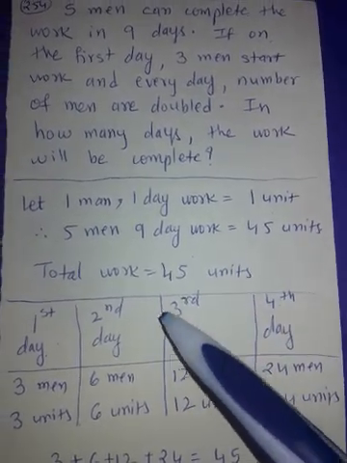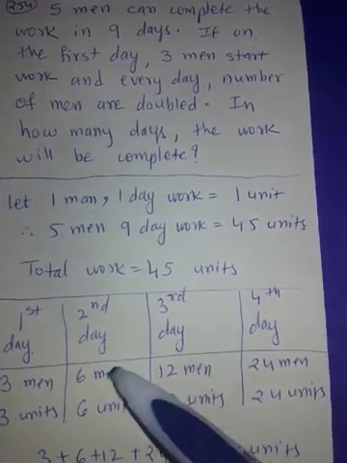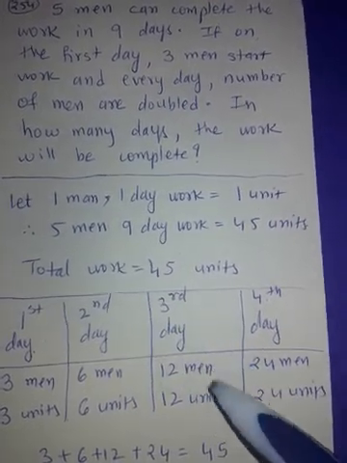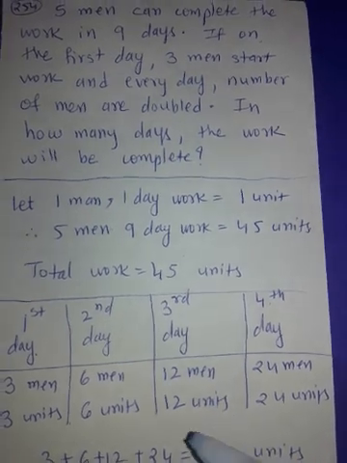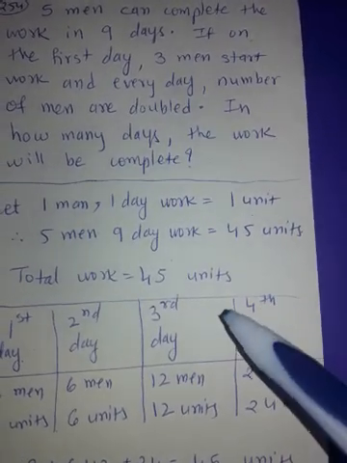45 units. Now comes the third day. Double of the second day will be on the third day. So 12 men. They will finish 12 units. 3 plus 6 plus 12. How much is it? 21.